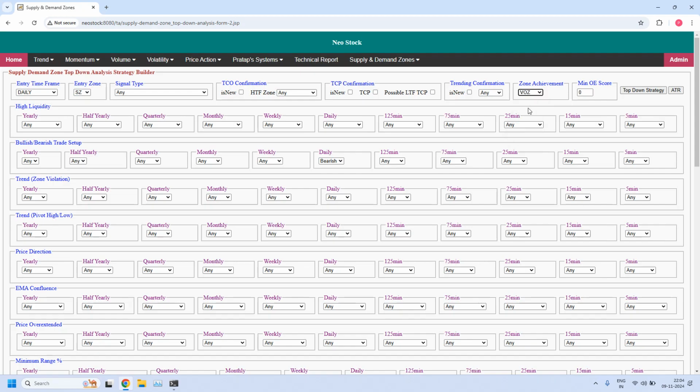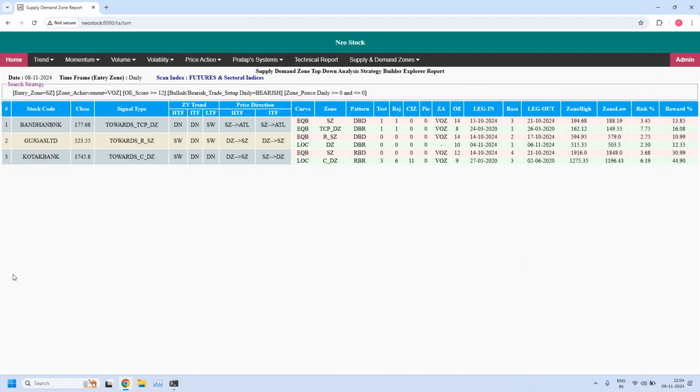And zone achievement violated opposing zone, minimum odd enhancer score 12. All the three filters are applied to the daily supply zone. Let's verify how many stocks we get. We got 3 stocks. In all these 3 stocks, they are supporting the bearish trade setup for monthly income trade, that is, entry time frame and zone are daily supply zones. All these daily supply zones are currently supporting the bearish trade setup for monthly income trade. These are all the daily supply zones, entry zones. In these 3, there could be high probability supported stocks available.